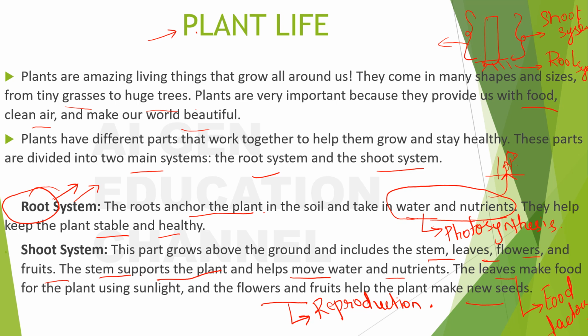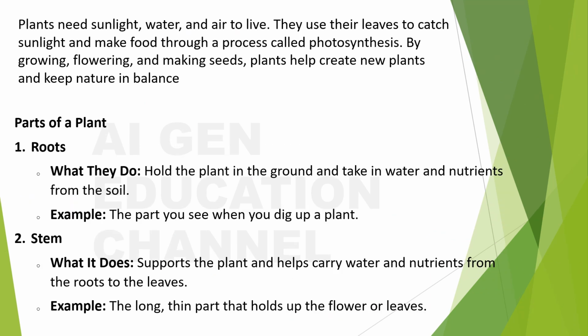Next, plants need sunlight, water and air to live. They use their leaves to catch sunlight and make food through a process called photosynthesis. By growing, flowering and making seeds, plants help create new plants and keep nature in balance. So everything goes in a systematic manner, one after the other. And every plant will need sunlight, water and air to live.